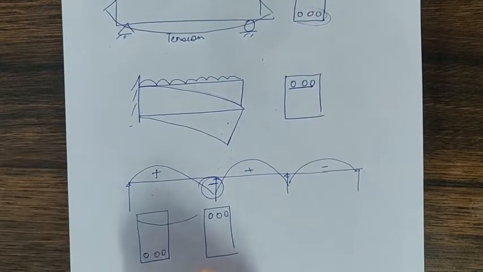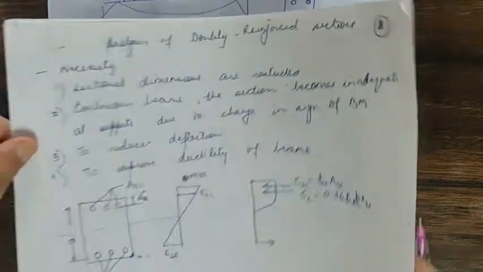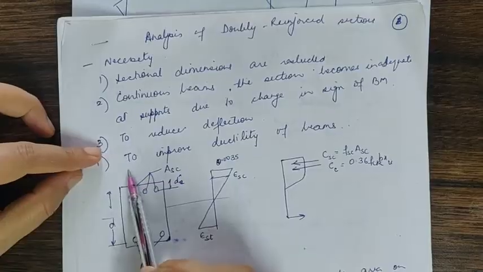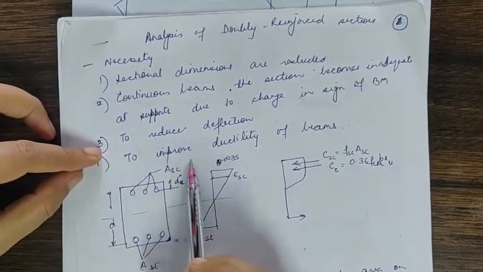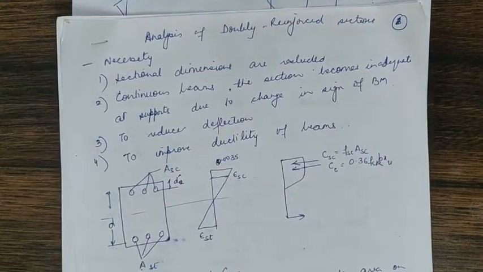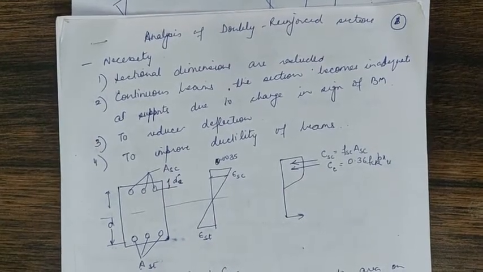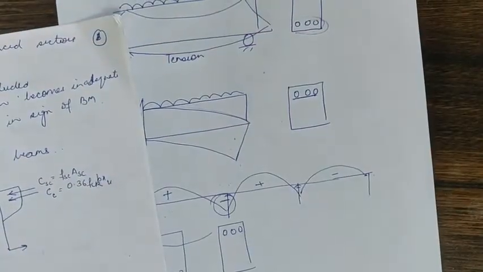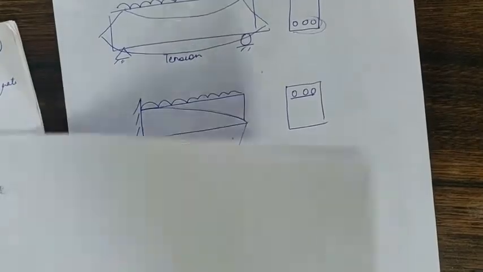Okay. Then we require this to reduce deflection. We require doubly reinforced sections to improve ductility of the beam. The more reinforcement we are providing, the more ductile the system will be. So we are trying to improve the ductility of the beam. Now how do we analyze such a beam? Analysis of this beam is very simple.